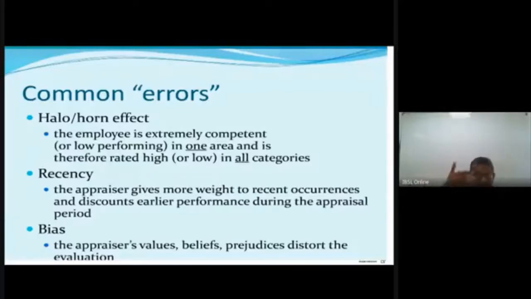Every 6 months or every 3 months, you need to evaluate your employees. Then you can't do things like that. Okay, so that is the recency error. Third one is the bias. The bias errors may be due to what we call personal prejudices.